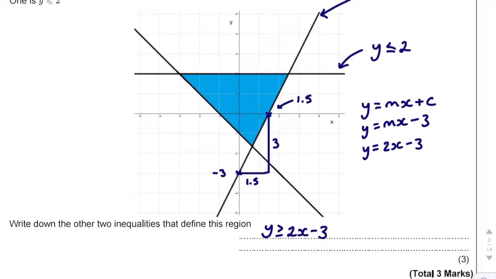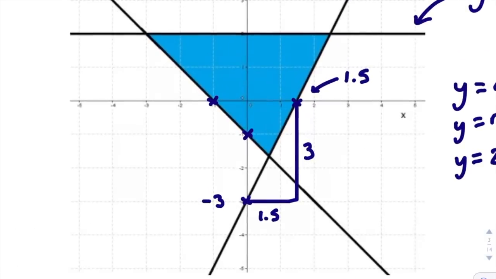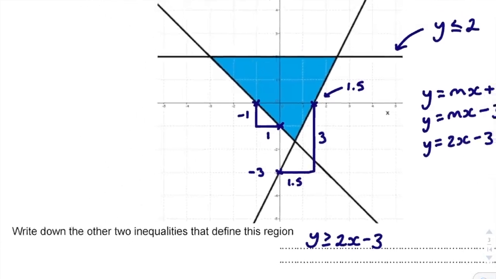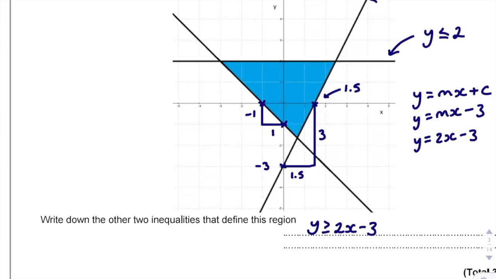Now, if we have a look at this second line, it intersects the x-axis at -1 here, and it intersects the y-axis at -1 here. So what's happening is we're going down by 1 unit and we're going across by 1 unit. So this is -1, this is +1. So it's going to be -1 divided by 1, so the gradient is -1. And it intersects the y-axis at -1.